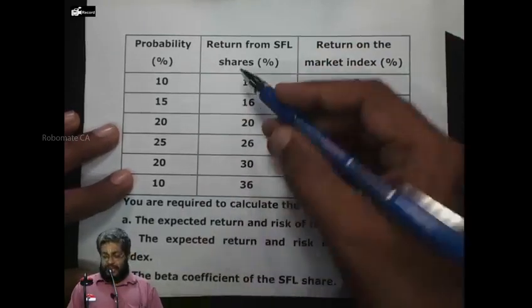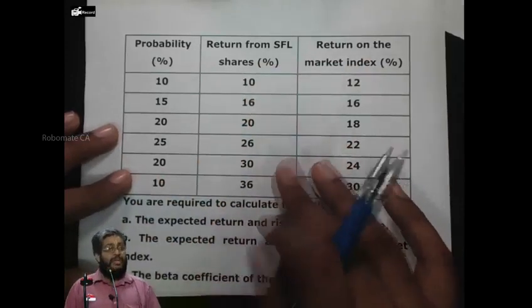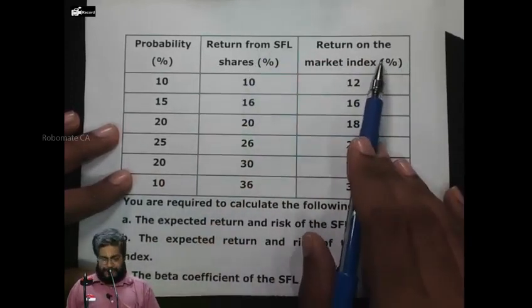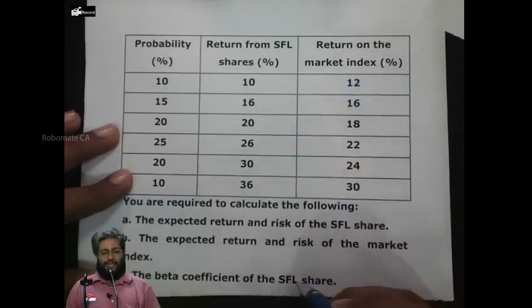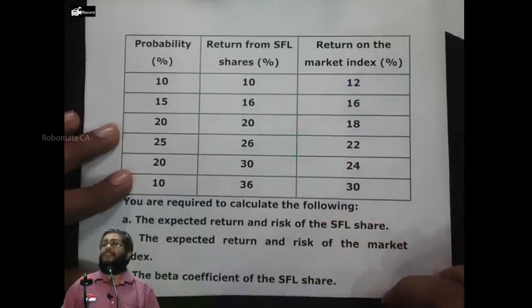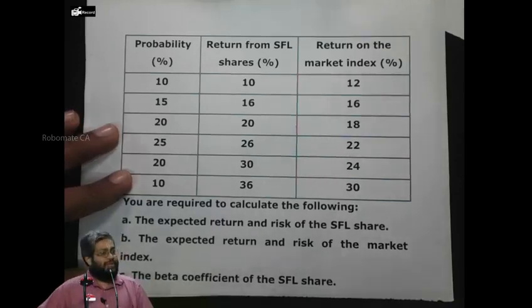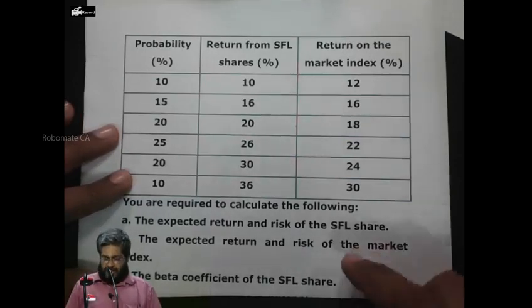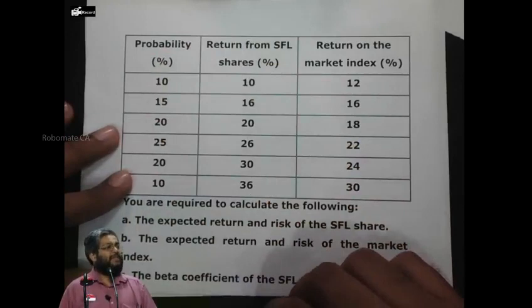That is expected risk. The risk is nothing but the standard deviation. Tell me, what is the formula for standard deviation? Square root of sigma p into s minus s bar the whole square. Here for the market it is going to be the square root of sigma p into m minus m bar the whole square. They also calculate the beta coefficient. What is the formula for beta? Covariance of security and market divided by sigma m the whole square. What is the covariance of security and market? Sigma p into s minus s bar into m minus m bar. And divided by sigma m the whole square. Already we calculated sigma m squared. You see the beta. Respond, yes or no.